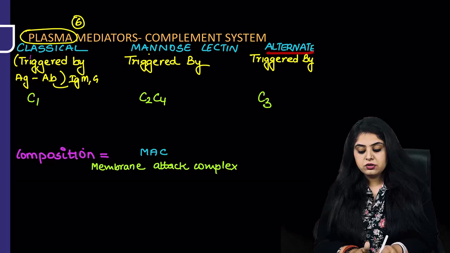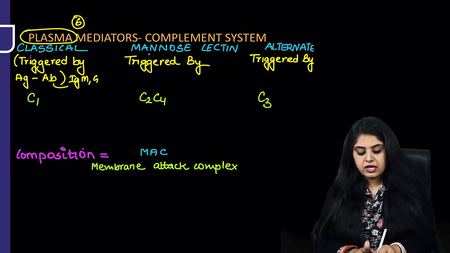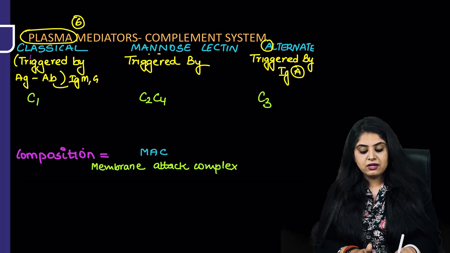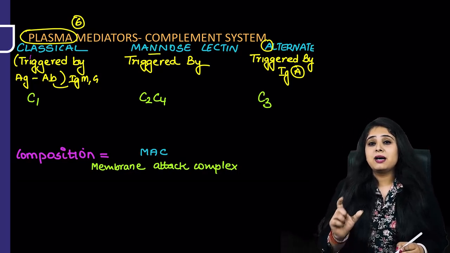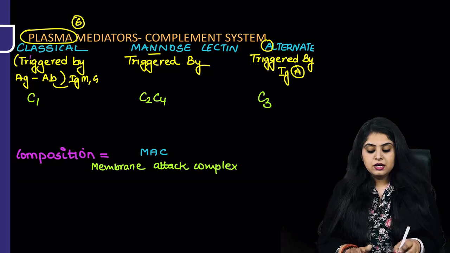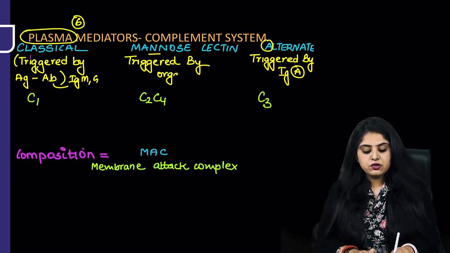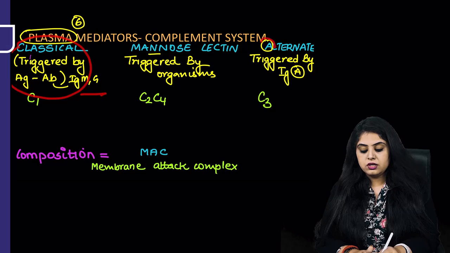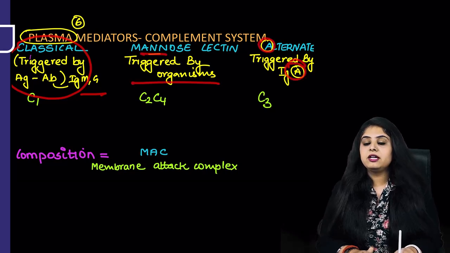Okay. What do you think for alternative pathway? So which antibody? It must be A for alternate, A for IgA will start the alternate pathway. And what about Mannose pathway? Mannose is something I saw in bacterial cell wall, if you remember. So this is something which is triggered in general by bacteria and organisms. So repeating, classical by the antigen antibody, IgM and IgG, alternate by IgA, and Mannose by microorganisms.